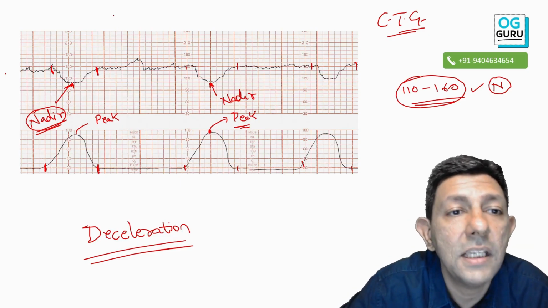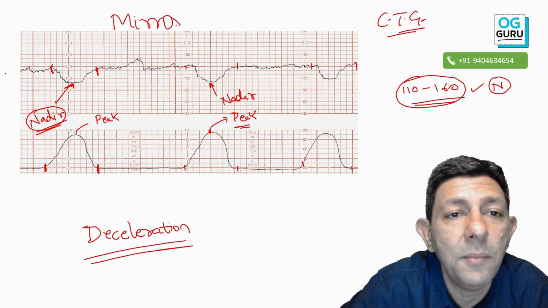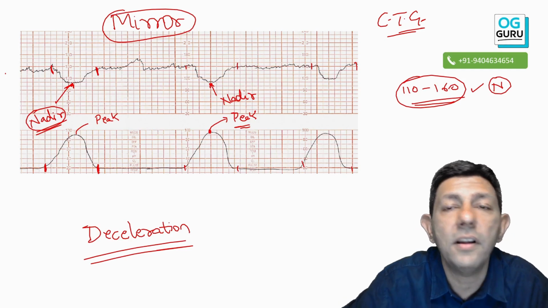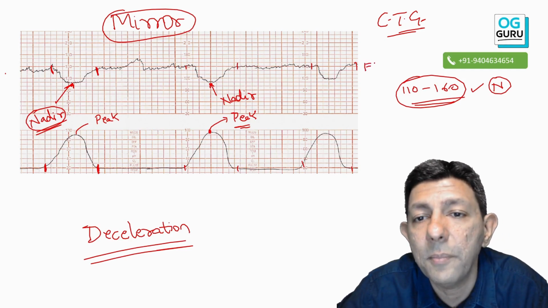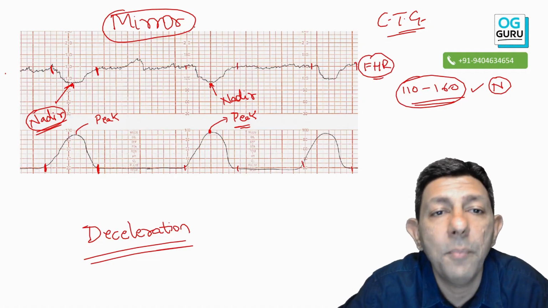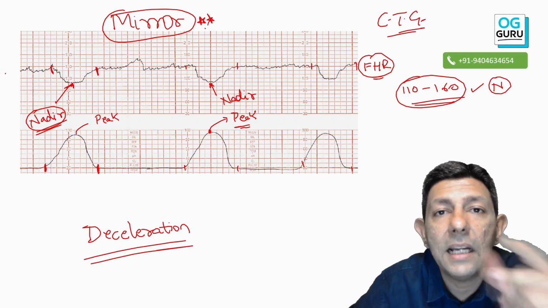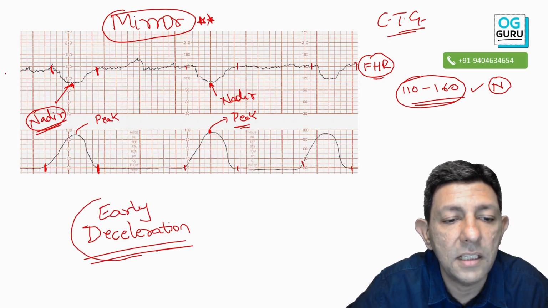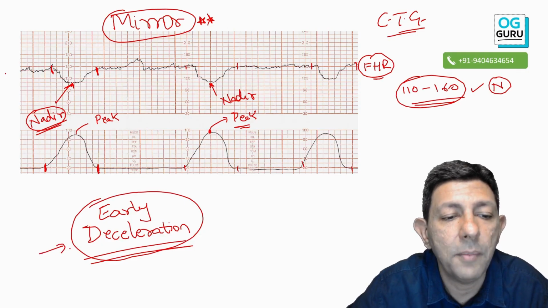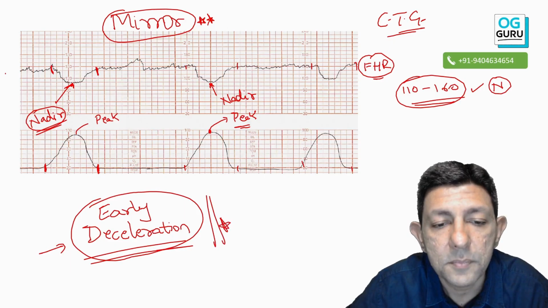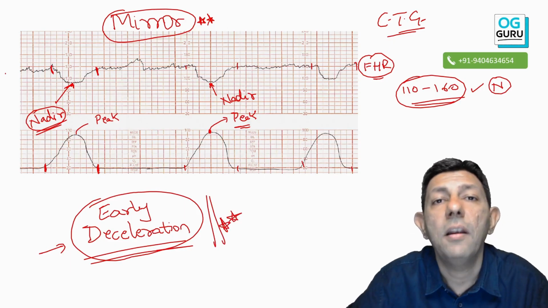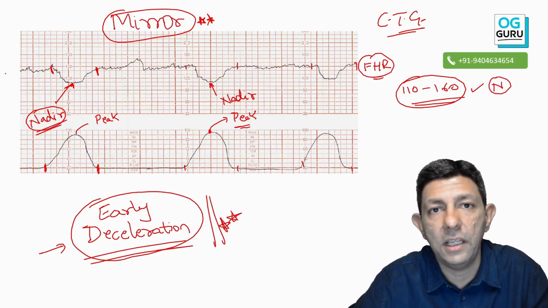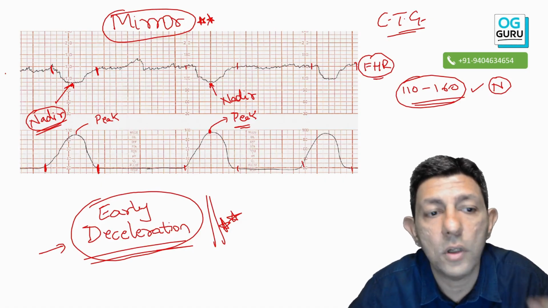So this is a mirror image. Whenever the fetal heart rate, the baby's heart rate, and the contractions are in mirror image, that, my dear student, is early deceleration. And please comment in the chat box: which condition, when do I get early deceleration in cardiotocography? What is the cause for this early deceleration?